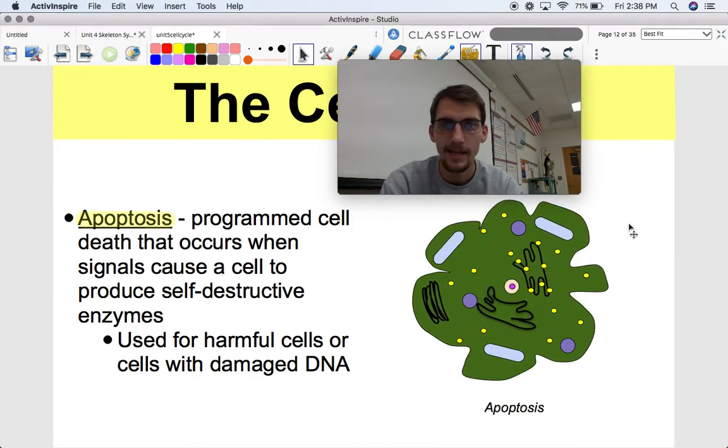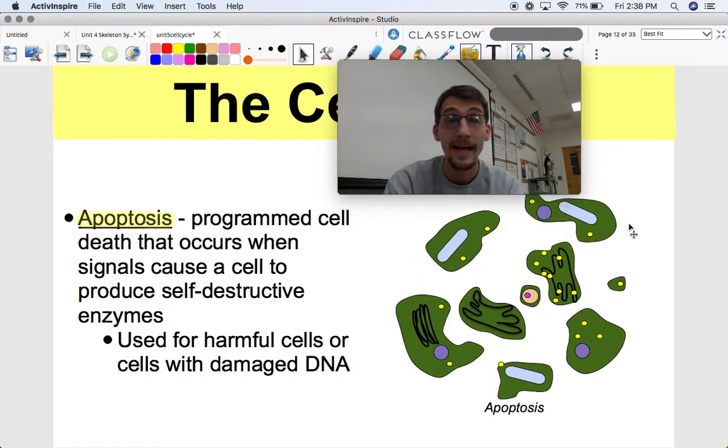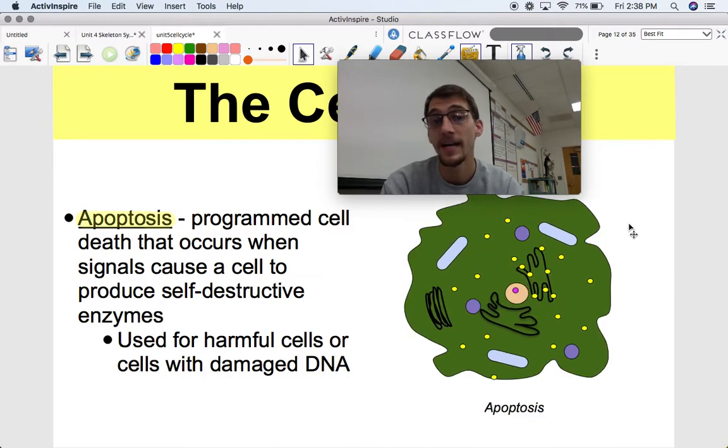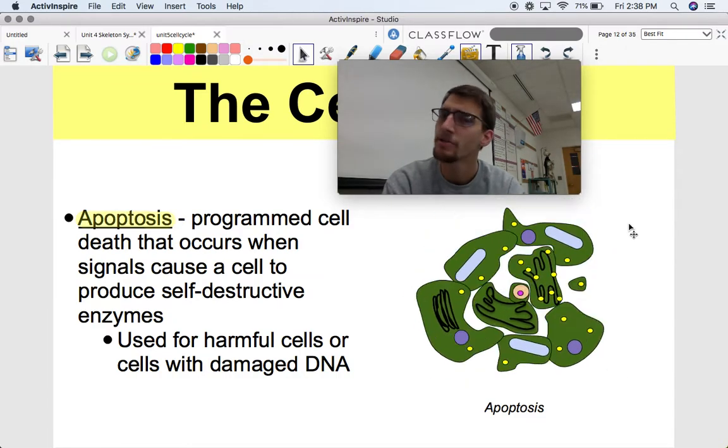Well, I don't want to say explode. Things don't explode in biology, just so you know, but I take that back. It'll break apart, and that's called apoptosis, which is one of the craziest concepts in biology, if you ask me. Apoptosis is defined as programmed cell death that occurs when signals cause a cell to produce self-destruction enzymes. So it begs the question, why would you want your cells to die?